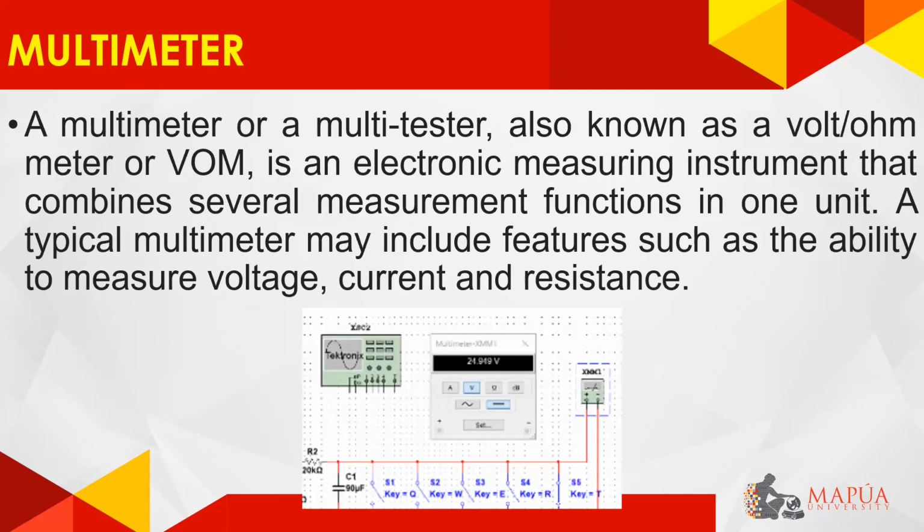Multimeter. A multimeter or a multitester, also known as a volt/ohm meter or VOM, is an electrical measuring instrument that combines several measurement functions in one unit. A typical multimeter may include features such as the ability to measure voltage, current, and resistance.